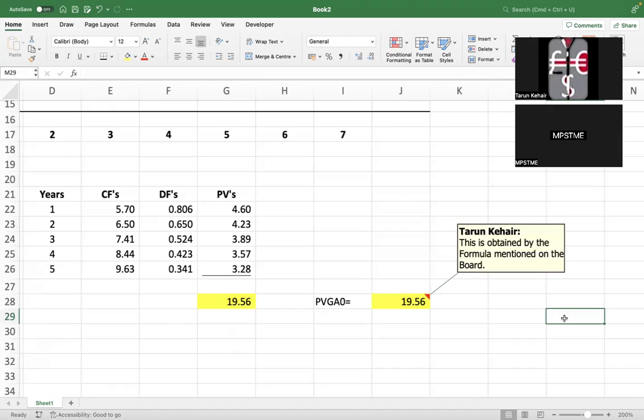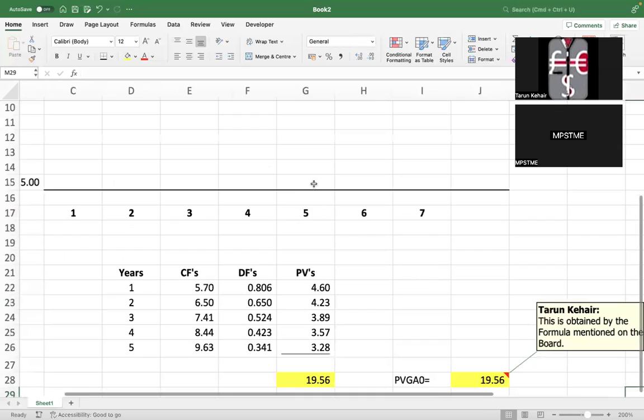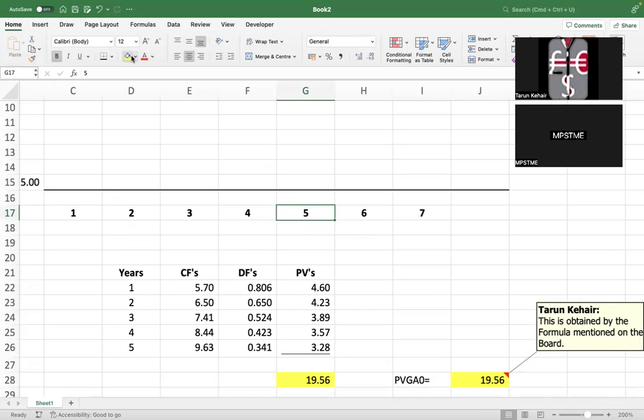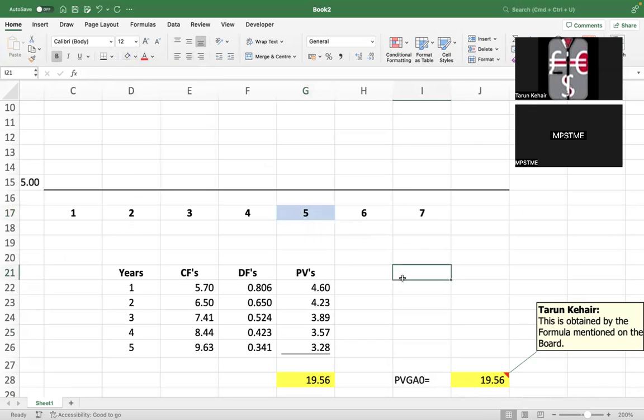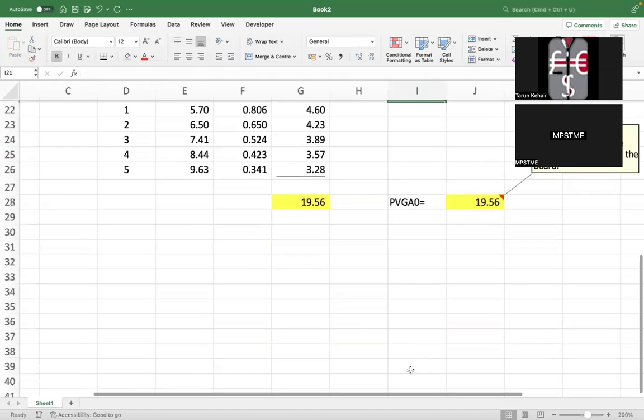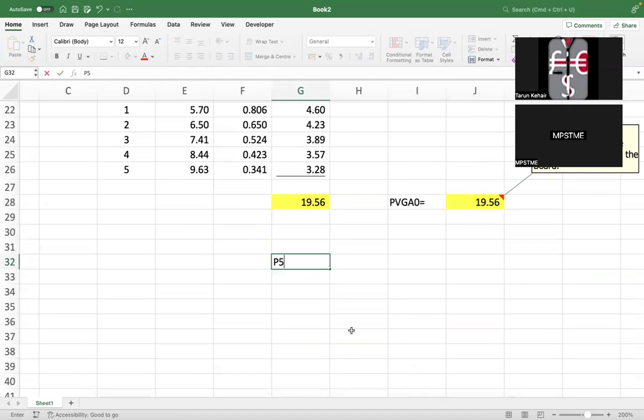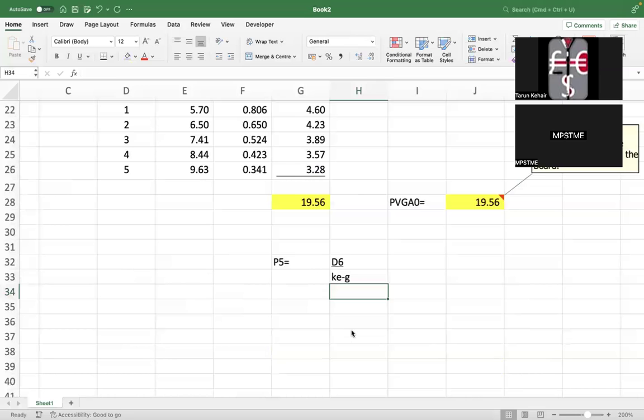What is the formula for the Gordon's constant growth model? P0 is D1 by KE minus G. So अगर P0 है, D1 है, लेकिन हमारा कांस्टेंट ग्रोथ कहां पे आ रहा है? Our constant growth is starting from after end of year 5. So I will have to find out P5. So what will be P5? P5 will be D6 by KE minus G. तो हमको 6th year का डिविडेंड लगेगा.